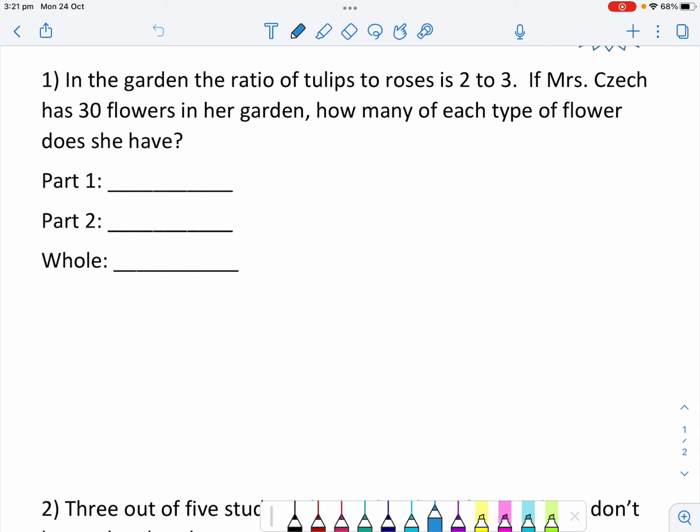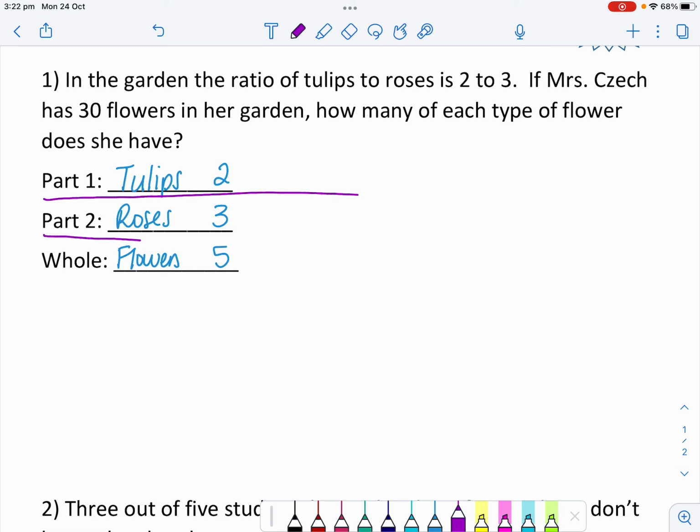So this says in the garden, the ratio of tulips to roses is 2 to 3. This is a part to part. So tulips is 2, roses is 3, and then I'm going to call the whole flowers, and there are 5 of them. Now, previously we were making a tape diagram from this information. Now we are going to create a table. So what I'm going to do is I'm going to draw lines in between, and I'm going to draw lines straight down.